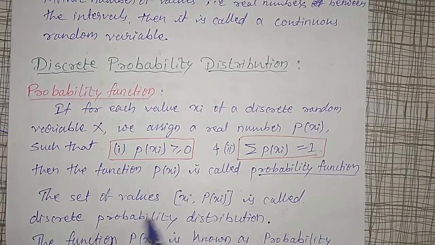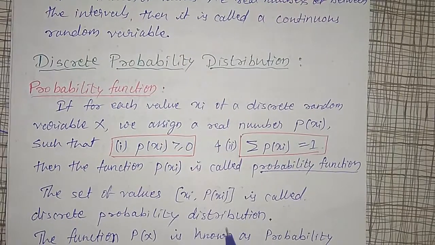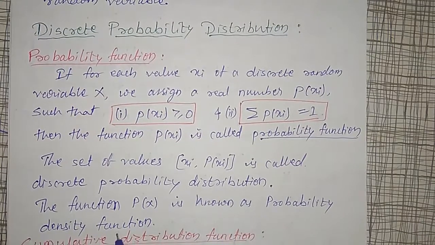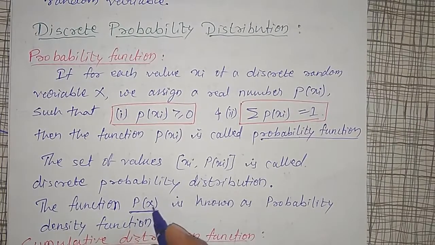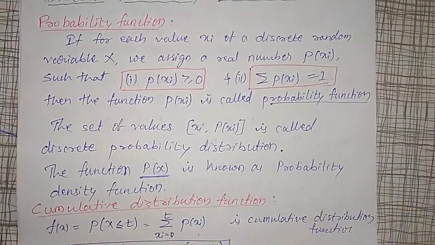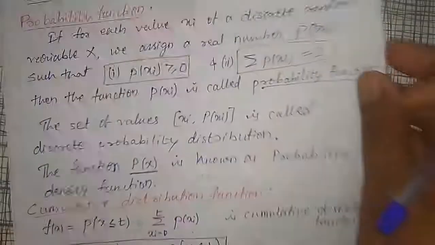And the set of all the xi values, for example 0, 1, 2, 3, and the corresponding p of xi's all together is known as a probability distribution. And here the function p of x is known as a probability density function. If capital X is a discrete random variable, then such functions are known as a probability density function.